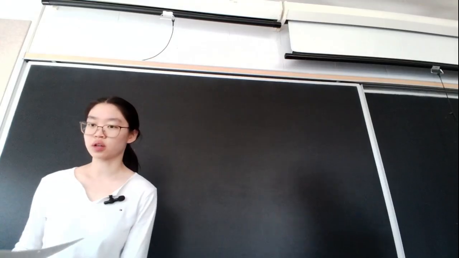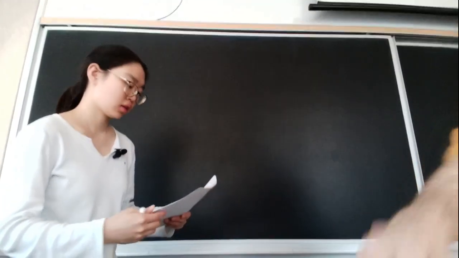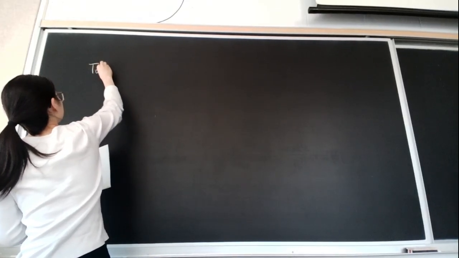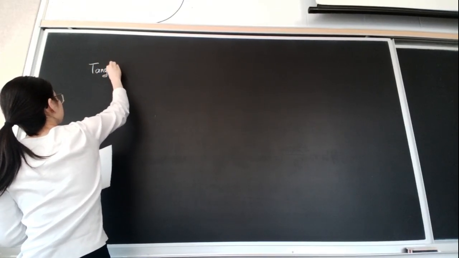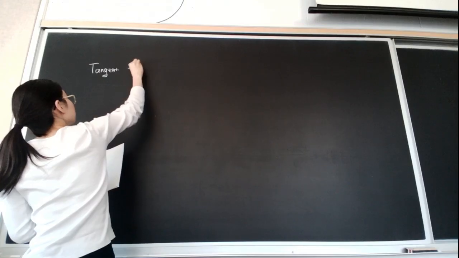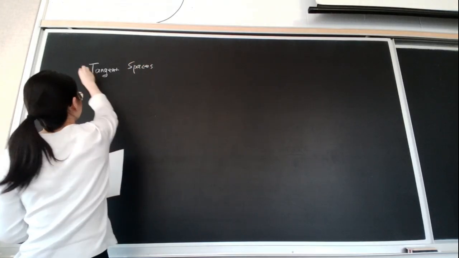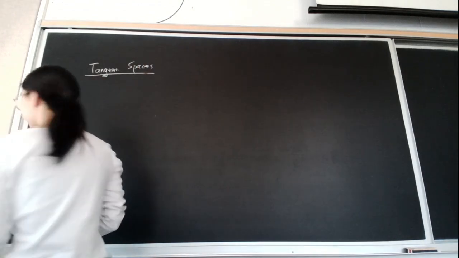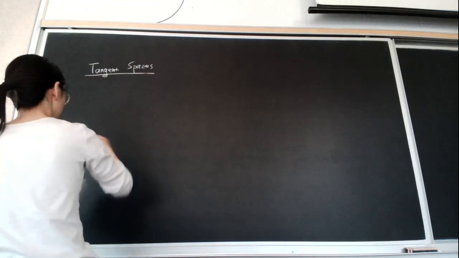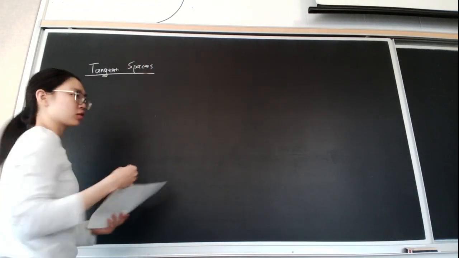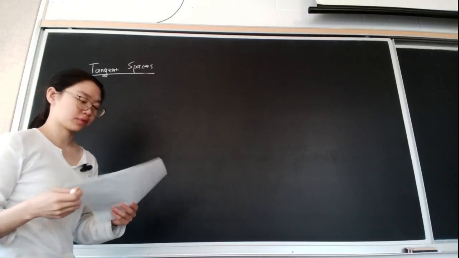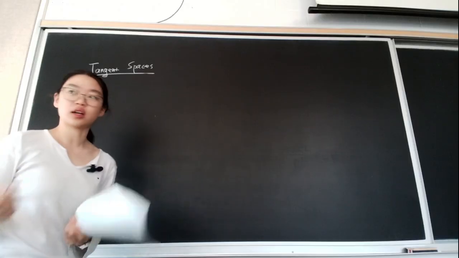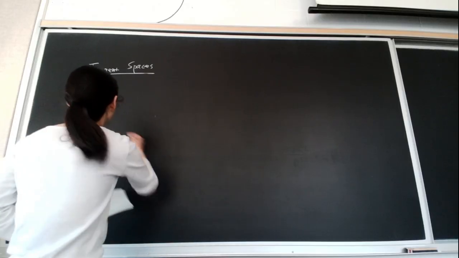So for today, we're going to talk about tangent spaces of manifolds. Okay. So intuitively, we sort of know what a tangent space is. Let's look at it intuitively and see if we can get a few properties that we want. And let's see how our definition satisfies those properties.